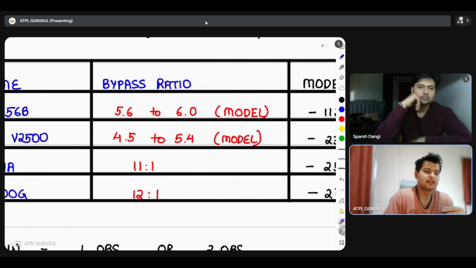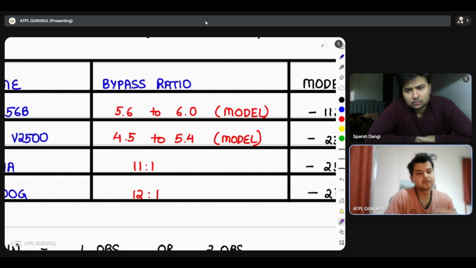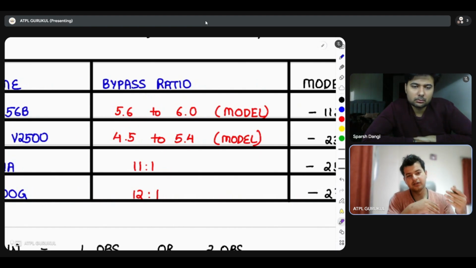CFM engines again have a larger diameter, as you know, as your bypass ratio keeps going higher and higher, the diameter of the fan also increases. Here the bypass ratio is 5.6 to 1 or 6.0 to 1 depending on the model. A higher model will have a higher bypass ratio, of course.